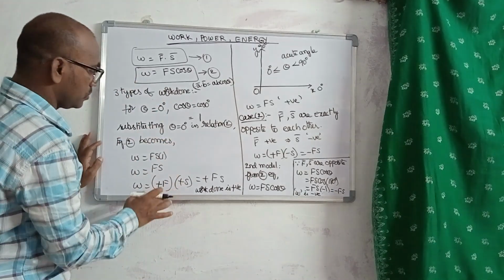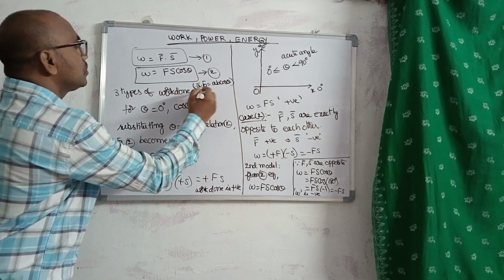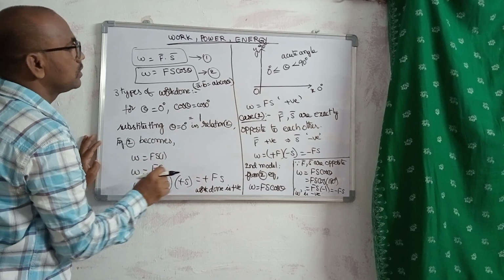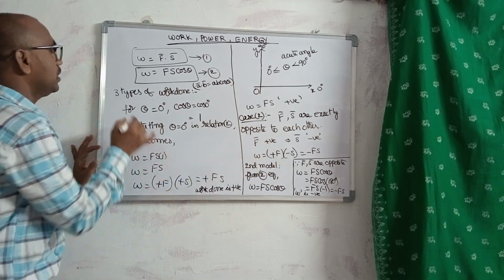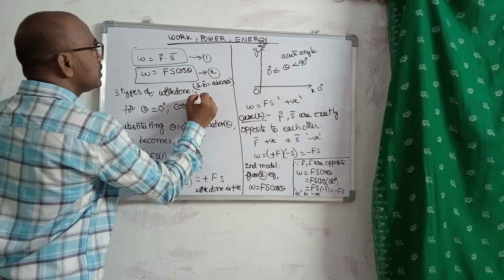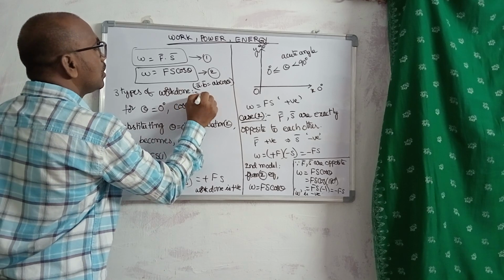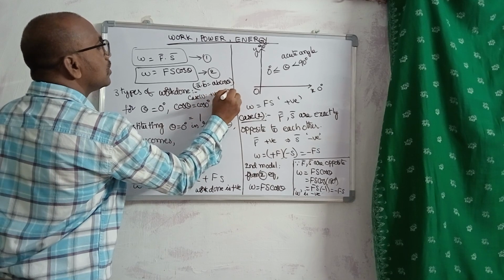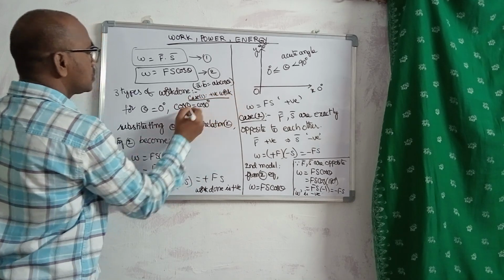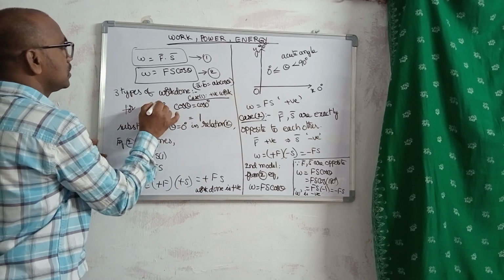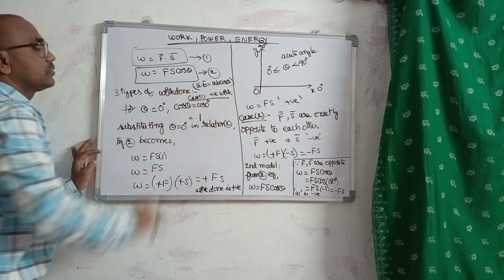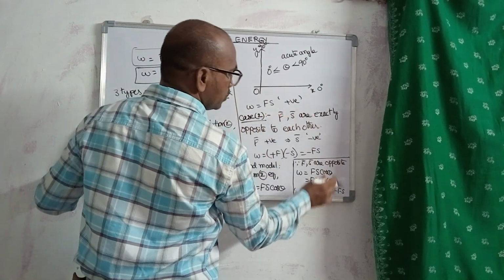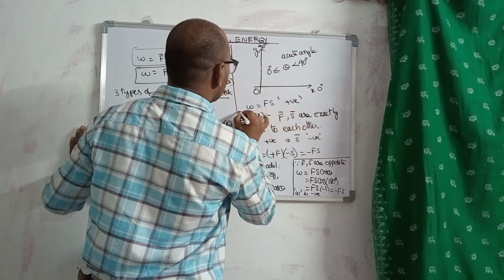One is positive work done. Here, what is positive work done? First one is positive work done, second one is negative work done. So three types of work done. Case one is positive work, and case two is negative work done.